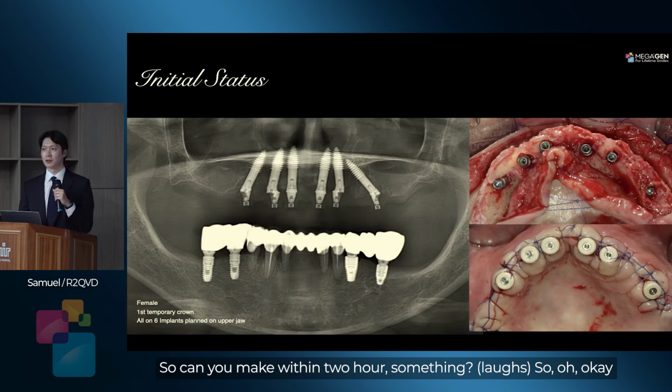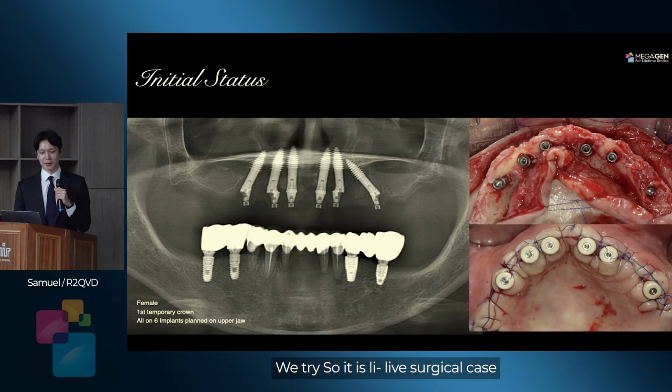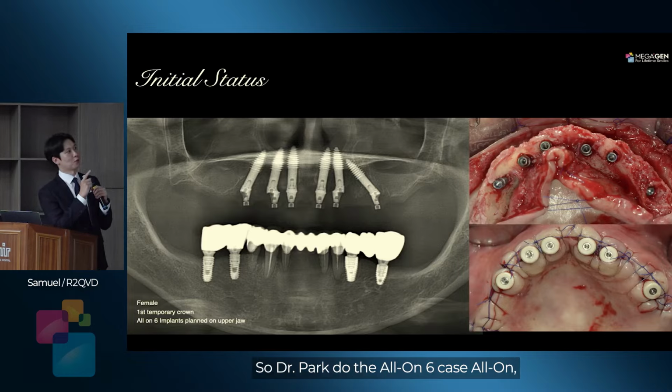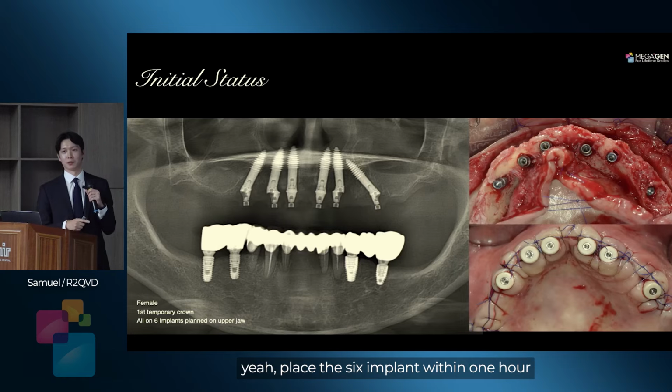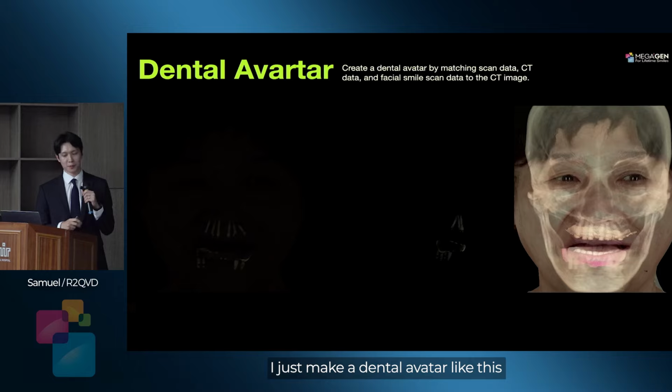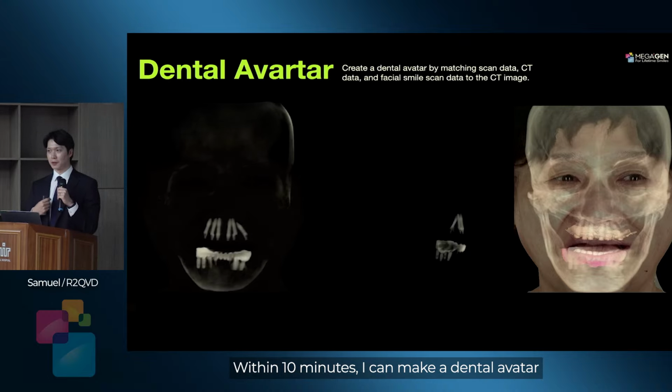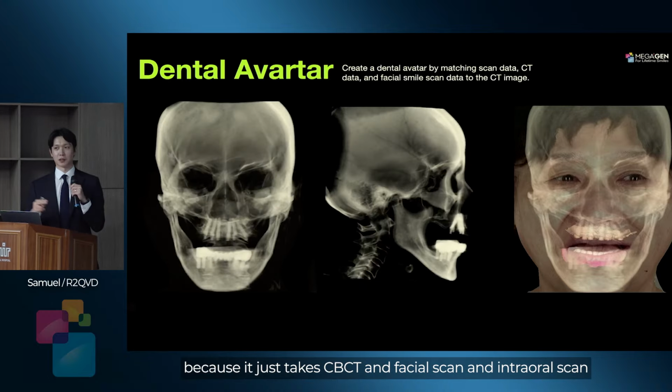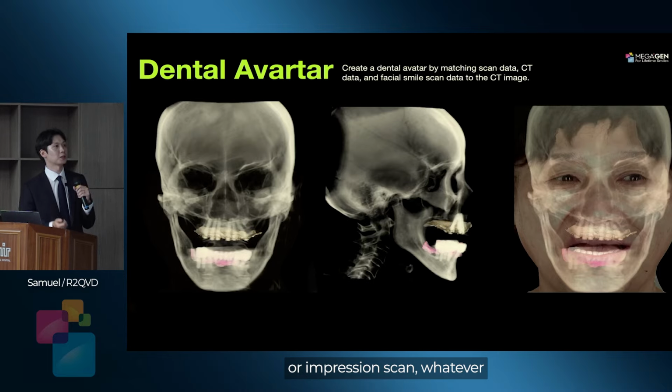So can you make something within 2 hours? So, okay, we try. So it is a live surgery case. So Dr. Park does the Oron 6 case, placing 6 implants within 1 hour. And after that, it's the same. I just make a dental avatar like this. Within 10 minutes, I can make a dental avatar because it just takes CBCT and facial scan and intraoral scan or impression scan, whatever.